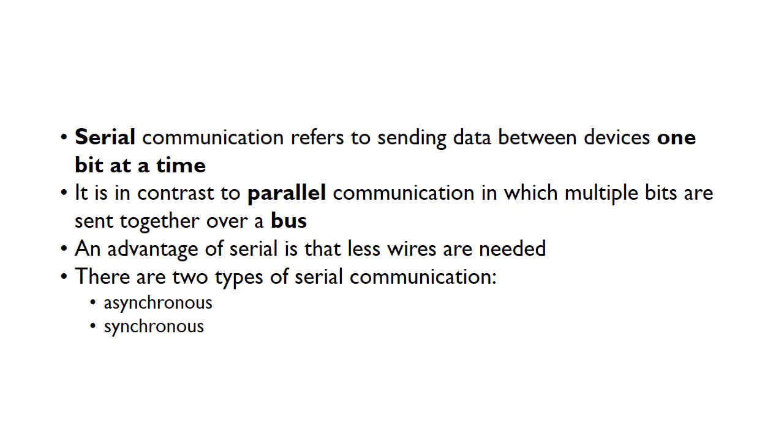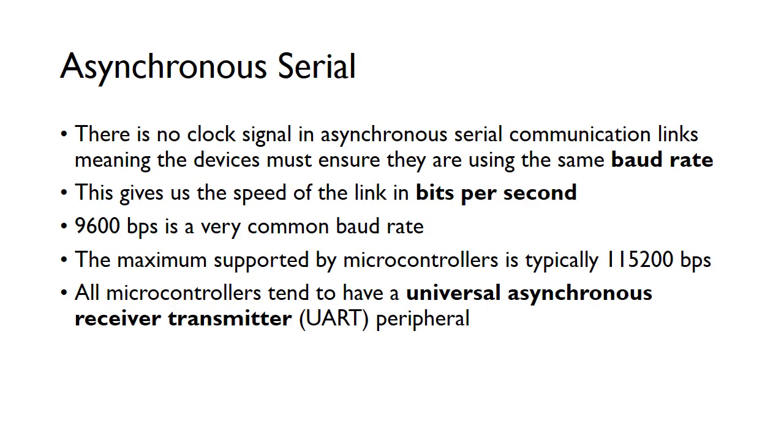There are two main types of serial communication. We've got asynchronous and synchronous links. With asynchronous serial, there's no clock signal. This means that the devices must ensure they're using the same baud rate. Now, the baud rate gives us the speed of the link in bits per second. So 9600 bits per second is a very common baud rate you'll come across.